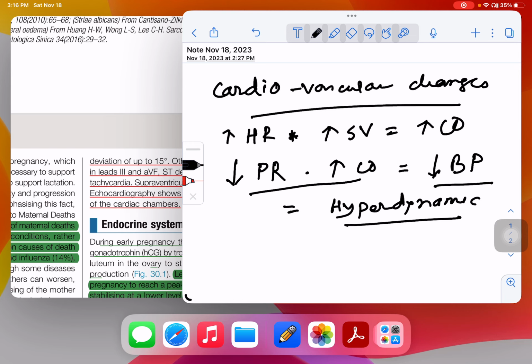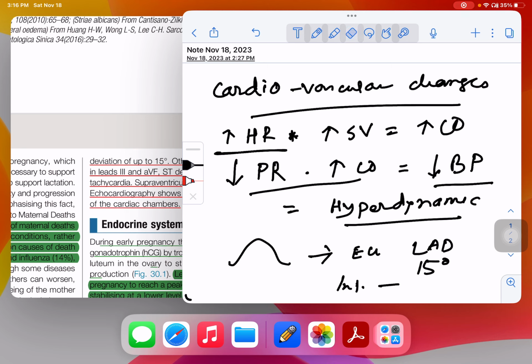There is sinus tachycardia, and there is elevation of the diaphragm, and there are some ECG changes: ECG shows left axis deviation up to 15 degrees, and there are some ischemic changes in the inferior leads. There is sinus tachycardia, and sometimes supraventricular or ventricular ectopic beats. So this is all about cardiovascular changes during pregnancy.